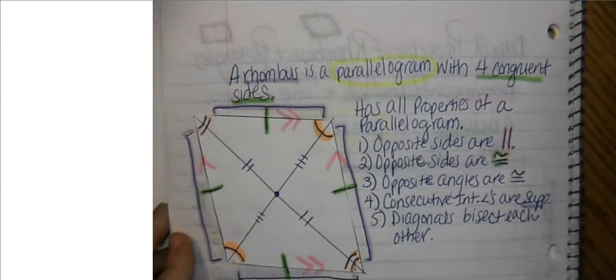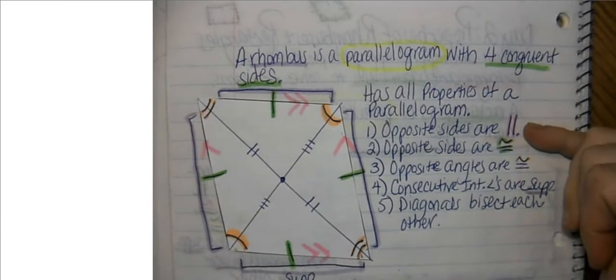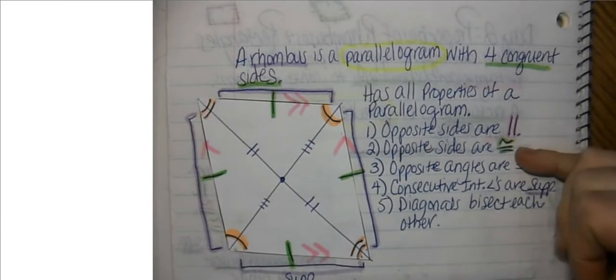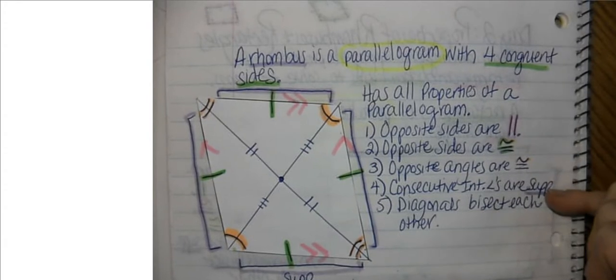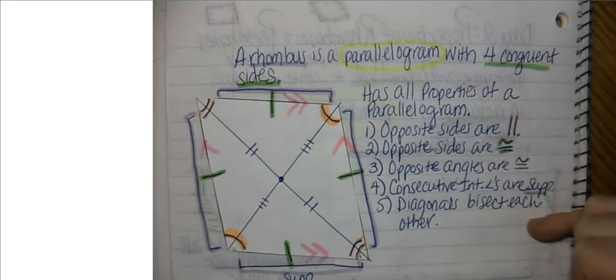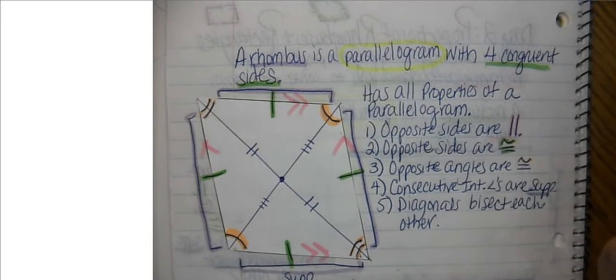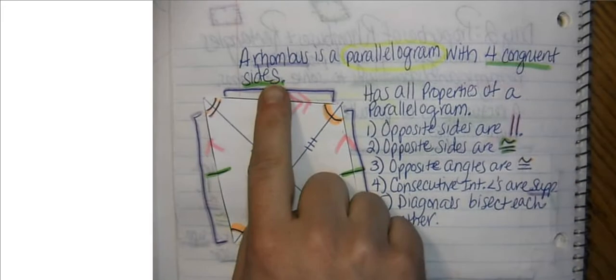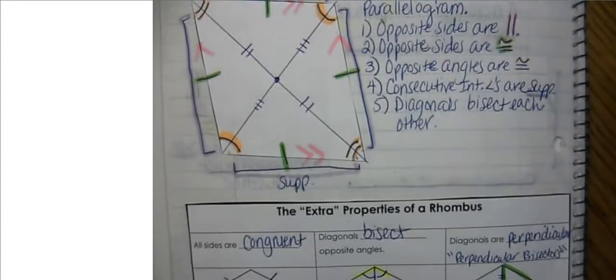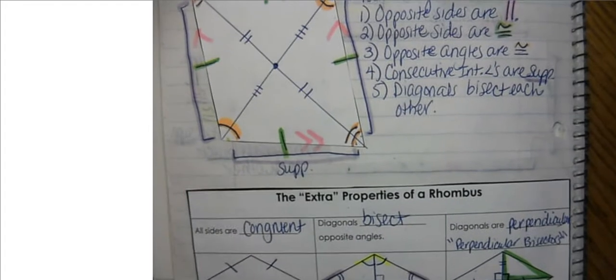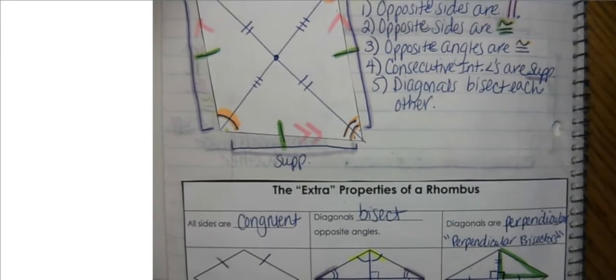The other shape that we had was a rhombus. And a rhombus also has all of the properties of a parallelogram, meaning opposite sides are going to be parallel, opposite sides are congruent, opposite angles are congruent, consecutive angles are supplementary, and the diagonals bisect each other. But all of those are the same. What makes a rhombus a special parallelogram is that all of the sides are congruent, 4 congruent sides. And as a consequence of there being 4 congruent sides, extra properties exist, and they exist with the diagonals.